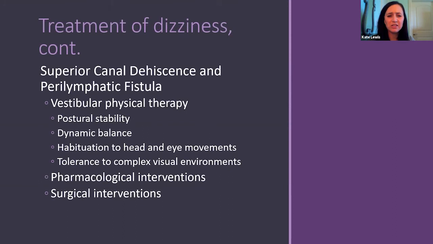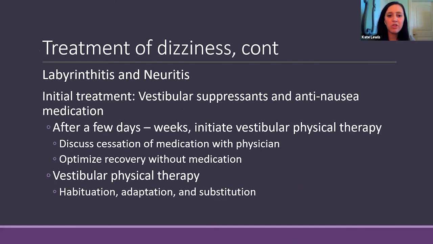The superior canal dehiscence and perilymphatic fistula, those are rare. Conservatively, we can try vestibular therapy to improve balance and postural stability. And we can also try medications. If they get to a point where we're just not making any headway, then surgical interventions are considered, and that'd be done by an ENT. So labyrinthitis and neuritis, during the initial attack, vestibular suppressants and anti-nausea medication are really helpful for getting through that.